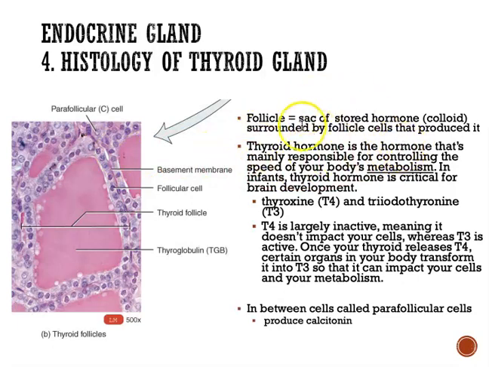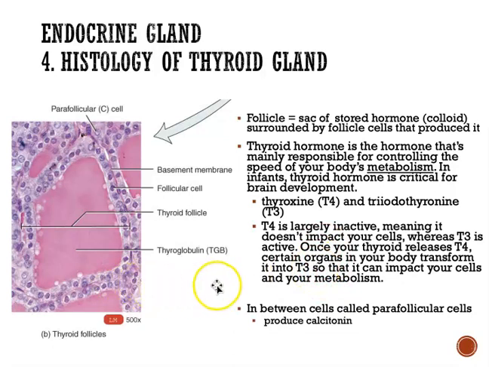So the thyroid hormone is one of our main hormones that's responsible for our body's metabolism. You can see this in infants. It's critical for proper brain development. There are two thyroid hormones. There's T4, thyroxine, and T3. T4 is largely inactive, so T3 tends to be the more active version. So T4 is converted into T3.